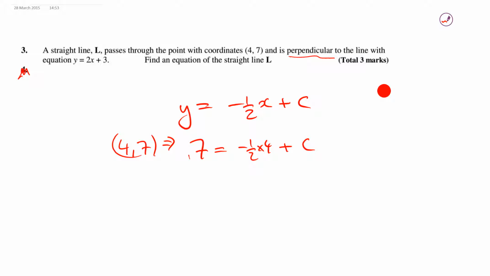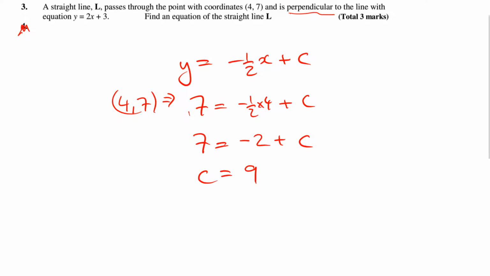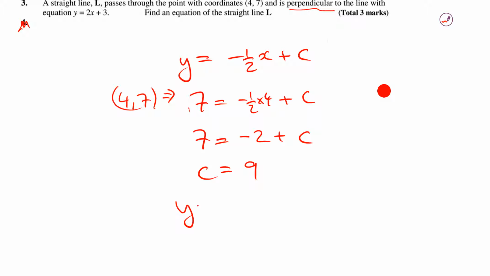Okay, so it'll be 7 equals -2 plus C. Yep. Then you do 7 plus 2, which is 9. Cool. So C equals 9. So the equation is y equals -1/2 x plus 9. Yeah, you got it. Just need to slow down. You've got the idea.